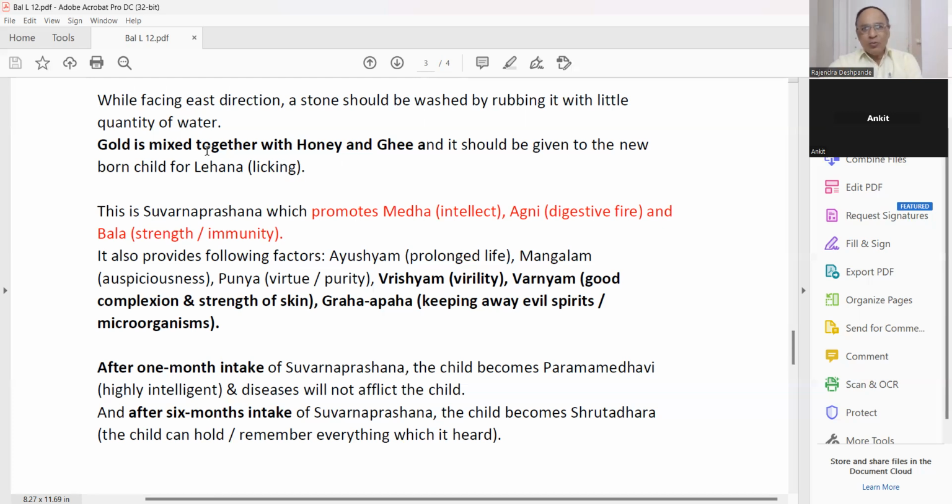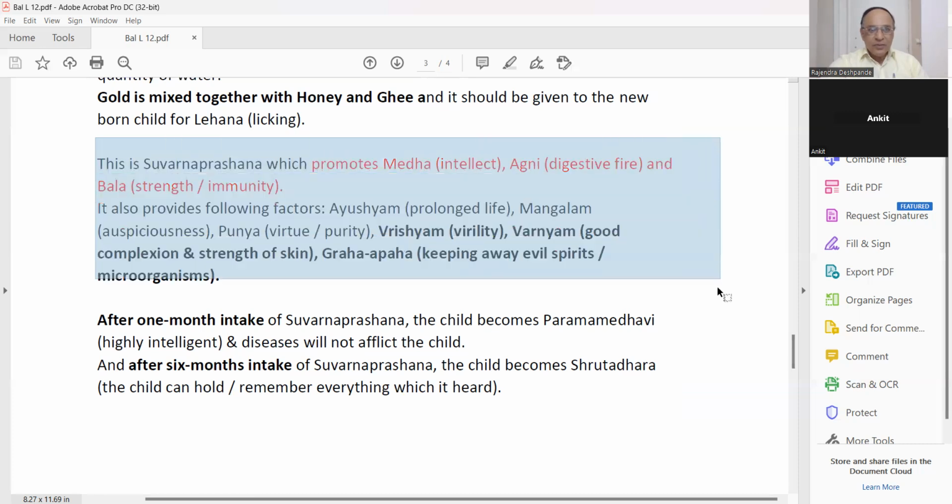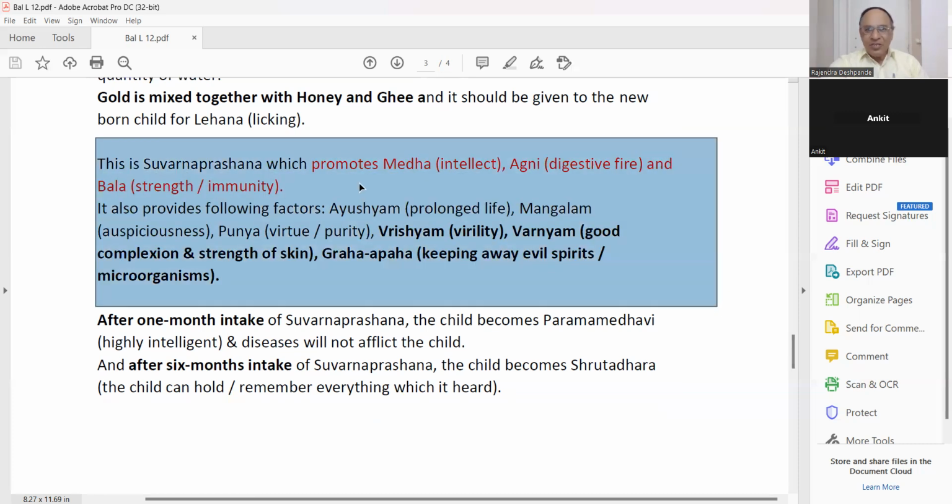So gold is mixed together with honey and ghee, and it should be given to the newborn child for Lehana, as mentioned in the Ayurvedic text, immediately after birth. This is Suvarnaprashan, which promotes the Medha, intellect, Agni, metabolic process, digestive fire, and that's why it will improve the Bala. Bala means strength, Bala means immunity. It provides the following factors. Suvarnaprashan, what are the benefits? You have to write down all these benefits in the examination.